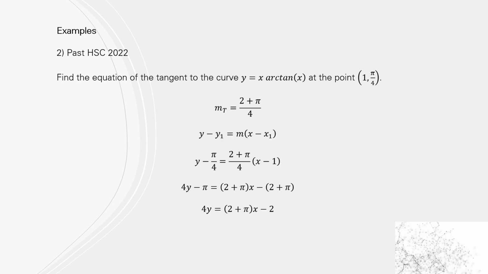Substitute that and the point into our equation, y minus y1 equals m times x minus x1, and you get y minus pi on 4 equals 2 plus pi over 4 times x minus 1. What I've done with the next step is multiply by the 4 that's on the bottom of the fraction. So you get 4y minus pi, and then that 2 plus pi gets multiplied by each term in the brackets, and then I've collected like terms. So you get 4y equals 2 plus pi x minus 2. Thank you.